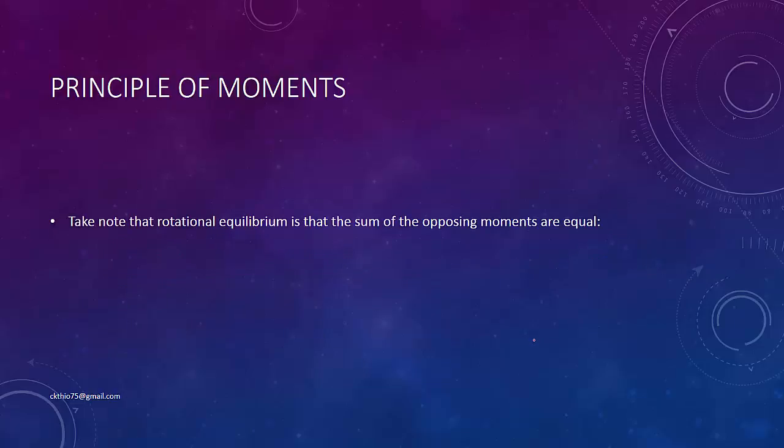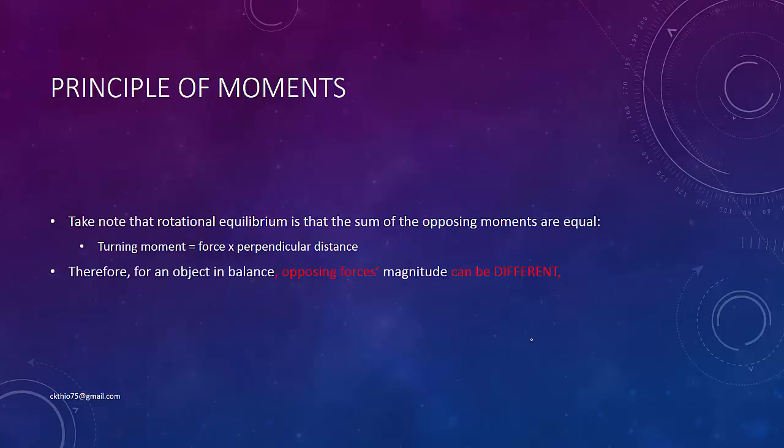But take note that rotational equilibrium means the sum of the opposing moments are equal, and it's not the force. Turning moment is actually force times perpendicular distance. So for an object to be in balance, or not to rotate, the magnitudes of the opposing forces can be different, as long as the total opposing moments created by the forces are the same.